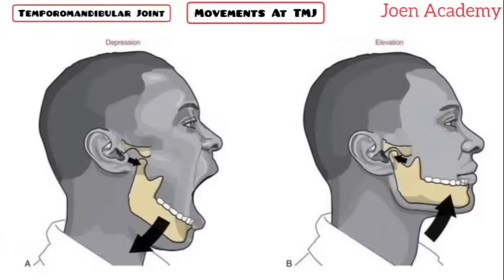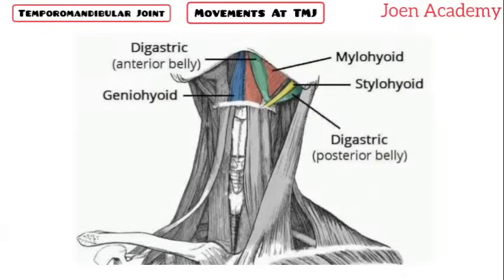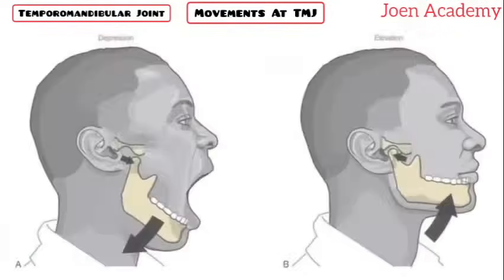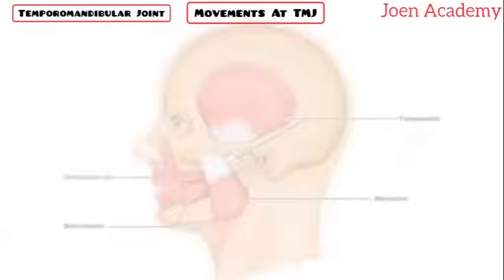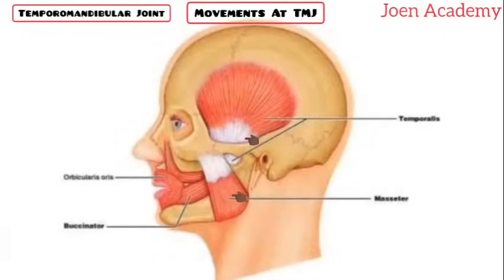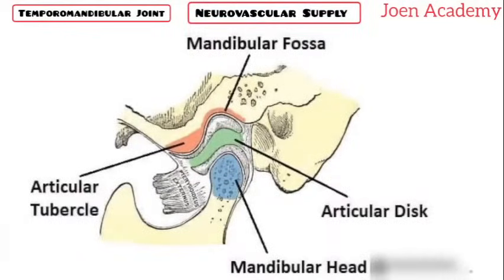The lower part of the joint permits elevation and depression of the mandible, that is, opening and closing of the mouth. Depression is mostly caused by gravity, although if there is resistance, the digastric, the geniohyoid, and the mylohyoid muscles assist. Elevation is a very strong movement that is caused by the contraction of the temporalis, the masseter, and the medial pterygoid muscles. Let's look at the nerve supply as well as the blood supply to this joint.